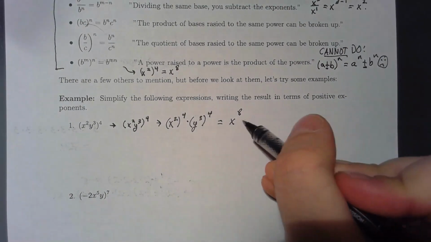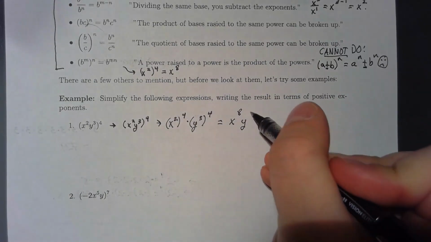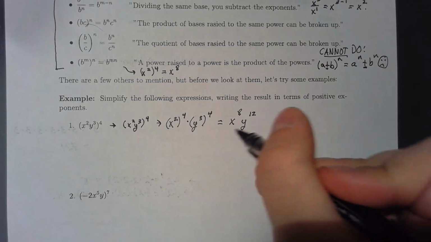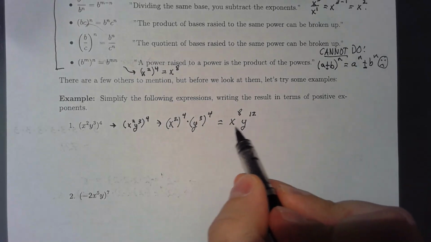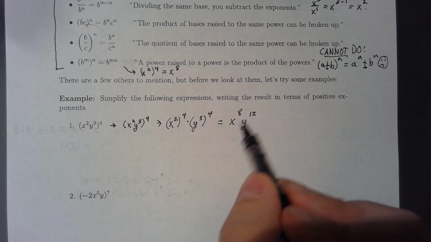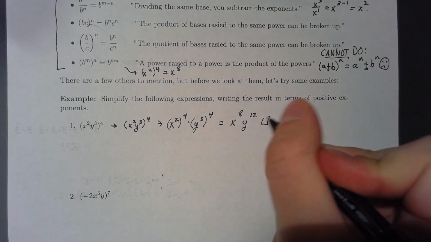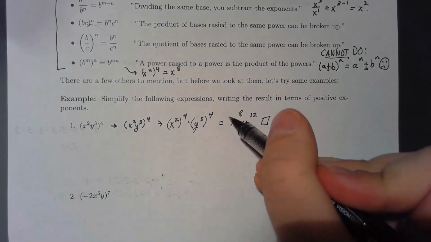And this y becomes what? Y cubed to the fourth is y to the 12th power. Since these bases of x and y are the only base of each type of variable, I'm done. That's it. That's the answer.